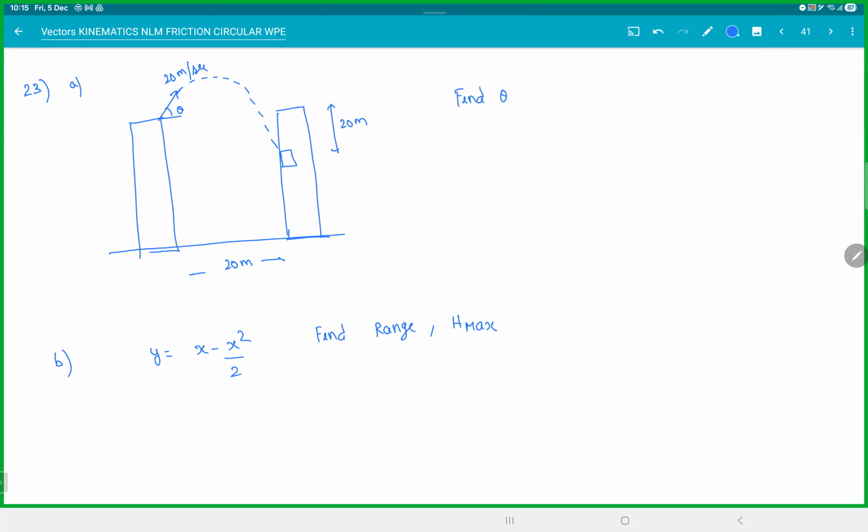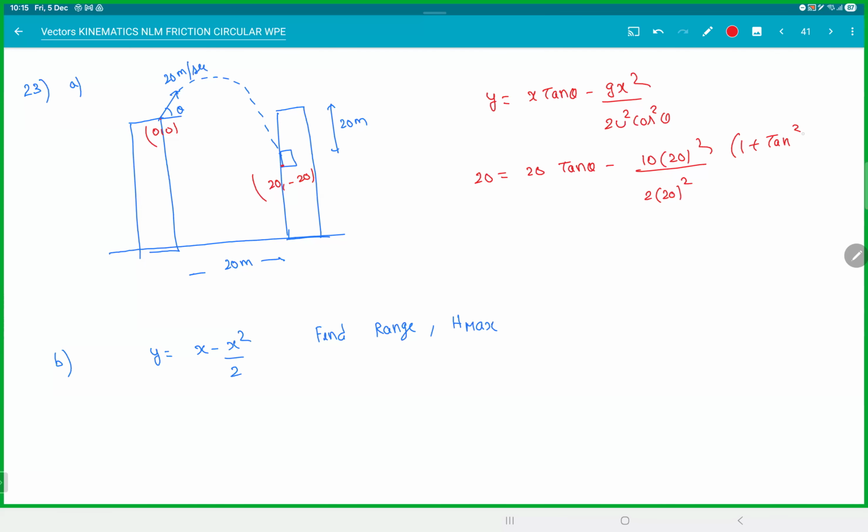How to do this thing? Take the initial point as point of projection. Whenever they say it lands there, it indirectly gives you the coordinates 20, comma minus 20. Equation of trajectory, y is equal to x tan theta minus g x square by 2 u square cos square theta. Substitute everything here: x is 20, y is minus 20, tan theta minus 10, 20 square, 2, 20 square, and 1 over cos square theta is sec square theta, which is 1 plus tan square theta. You get a quadratic in tan theta, so you actually get two answers.